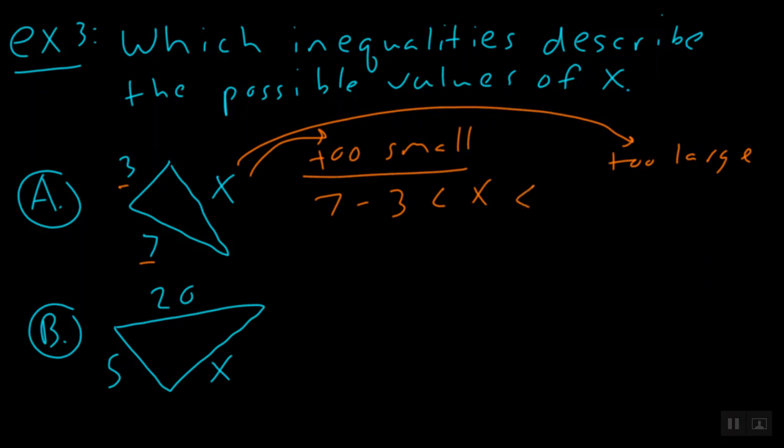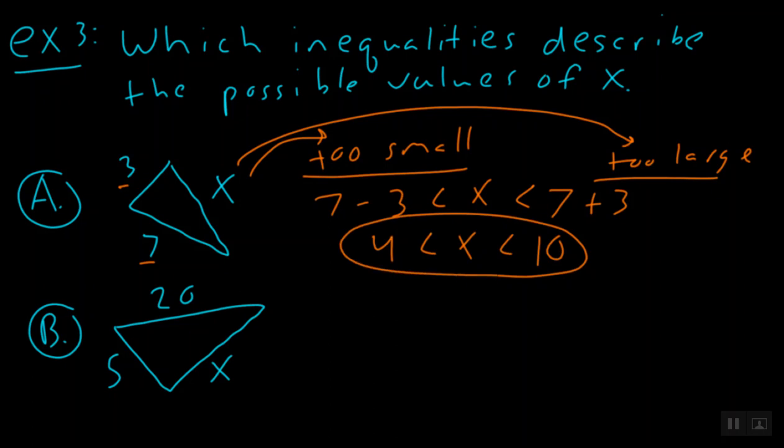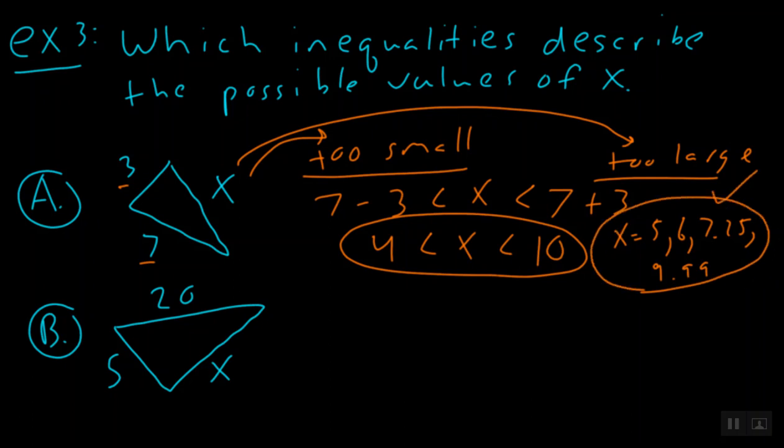Then x is less than the value that's too large, and we would do this by adding. So what's 7 minus 3? Well, 7 minus 3 is 4. We'd say 4 is less than x is less than 7 plus 3, which is 10. And this literally describes all the possible values of x. So, for instance, if x is equal to 5, or 6, or 7.25, or 9.99, all of these would be examples of x values that would actually work.